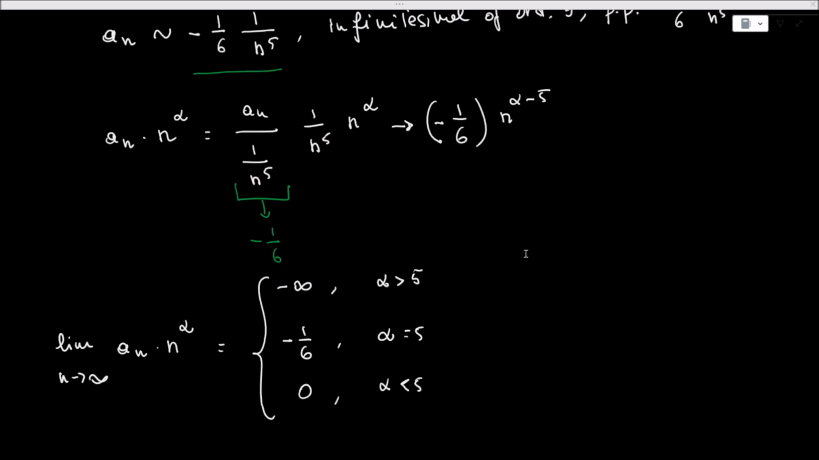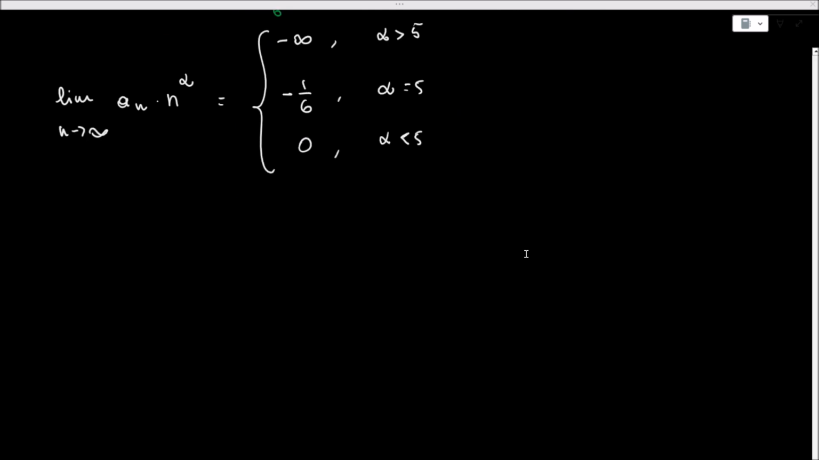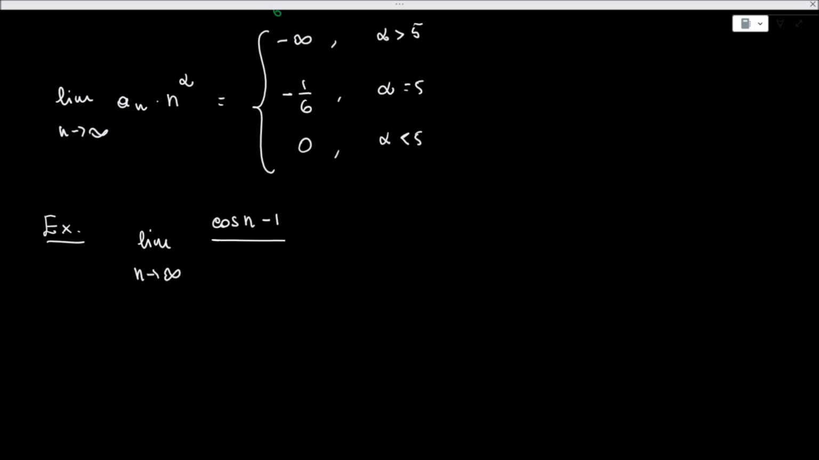Now, when using this technique of infinitesimal or infinite, it is very easy to fall into some traps. For example, let's consider this limit: the limit as n goes to infinity of the sequence cosine of n minus 1 divided by n squared. Now we might think, okay, why don't we just apply the Taylor expansion to the cosine of n? Well, but we cannot do this, right? So let me write this in red.